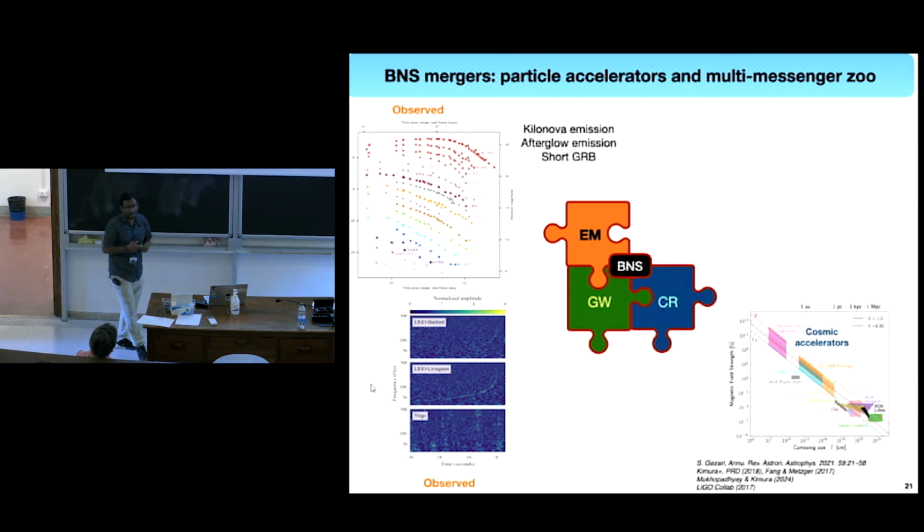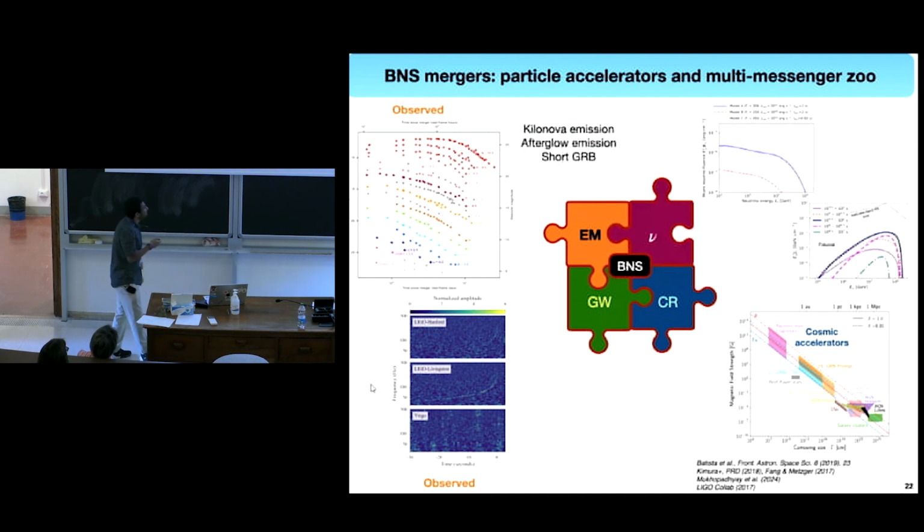BNS mergers are thought to be efficient particle accelerators as well. For example, this is a plot of the magnetic field strength against the co-moving size, and this is generally known as the Hillas condition. That is, the Larmor radius needs to be less than or equal to the size of the accelerator itself. To quantify it, these are the lines for two different values of the velocity normalized to the speed of light. Anything that lies above this line will be an efficient cosmic ray accelerator or particle accelerator. And you see that depending on what sort of models you choose, they do lie above, which hints towards them being good particle accelerators.